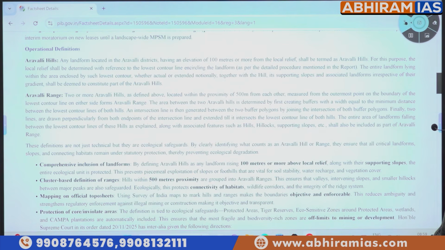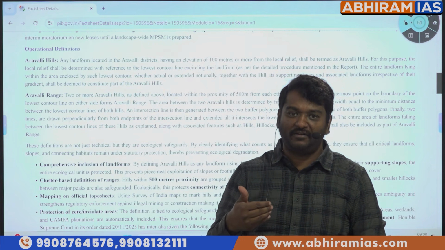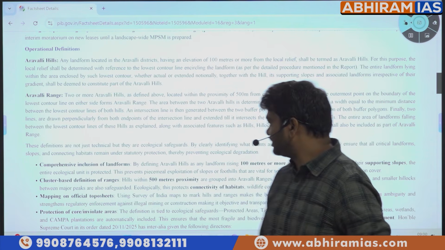So next you write Aravalli Hills, which has elevation more than 100 meters. Aravalli range. When do you call something to be range? When two or more Aravalli hills are located within 500 meters. What is the meaning of a range? When 2 or 3 hills are present within 500 meter range, then it becomes Aravalli range. What is Aravalli Hills? Anything which is above 100 meters will be called as hills.